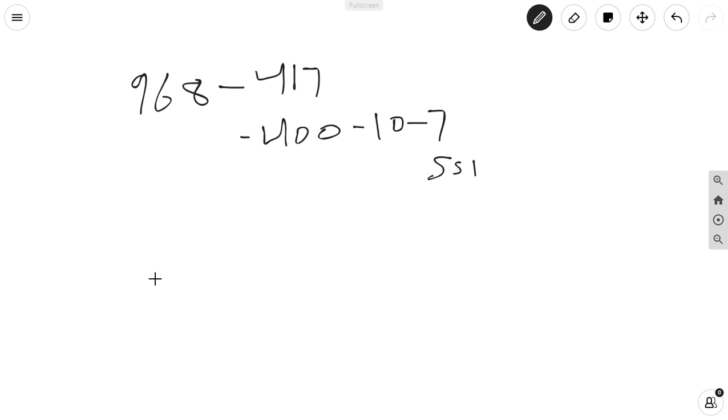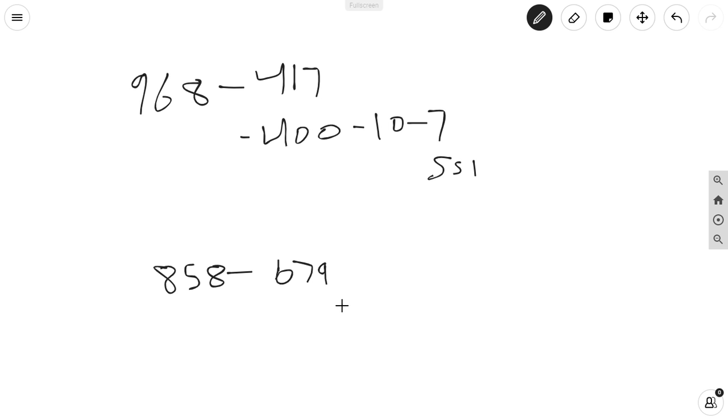Let's try another one. So let's say 858 minus 679. Now you see the main difference between these two problems is with this one you're going to have to borrow. In the previous one, all the digits in the second number are smaller than the digits in the first number, so we don't have to borrow, we just simply subtract, and it's nice and easy to work with. With this one we need to borrow because 7 is larger than 5 and 9 is larger than 8.